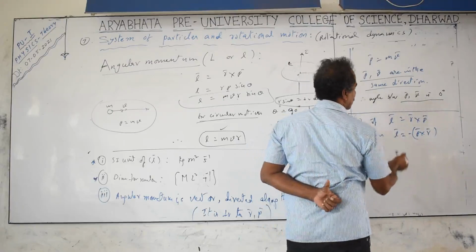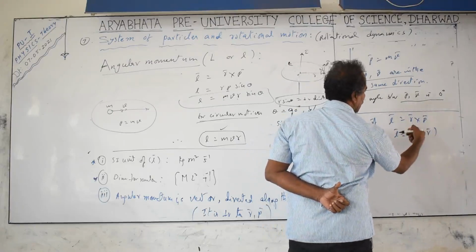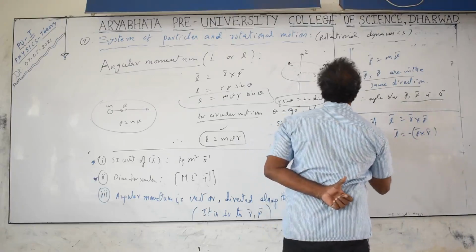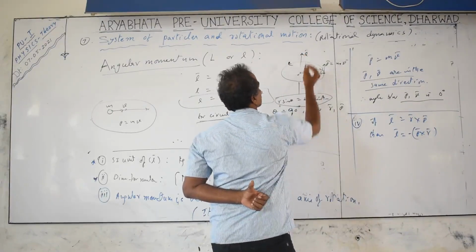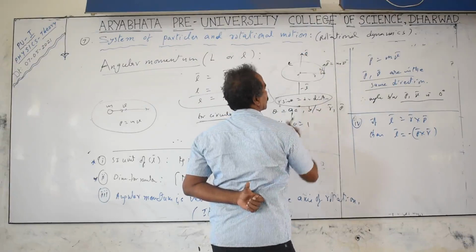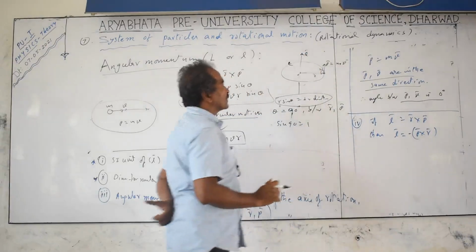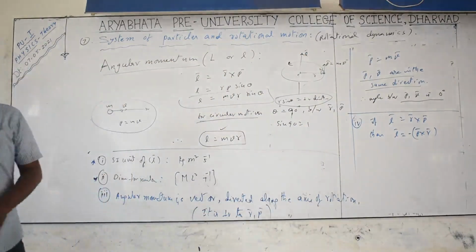In case you take the cross product as L bar equal to R cross P, if I reverse that, what happens? P cross R means minus L, so the opposite direction. If L bar is upwards, then minus L bar will be in the downward direction. But the magnitude is RP sin theta only.